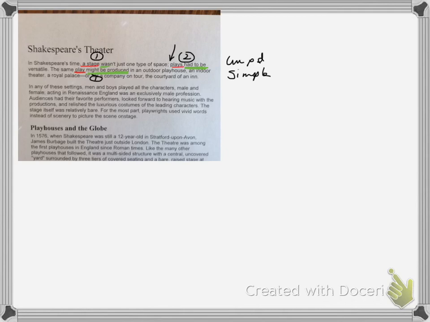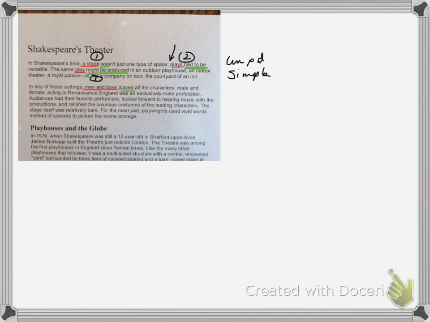Let's look at the next paragraph. In any of these settings, men and boys played all the characters, male and female. Who or what am I talking about? My subject, men and boys. What is the action they're doing? My verb is played. So here's one subject and one verb.